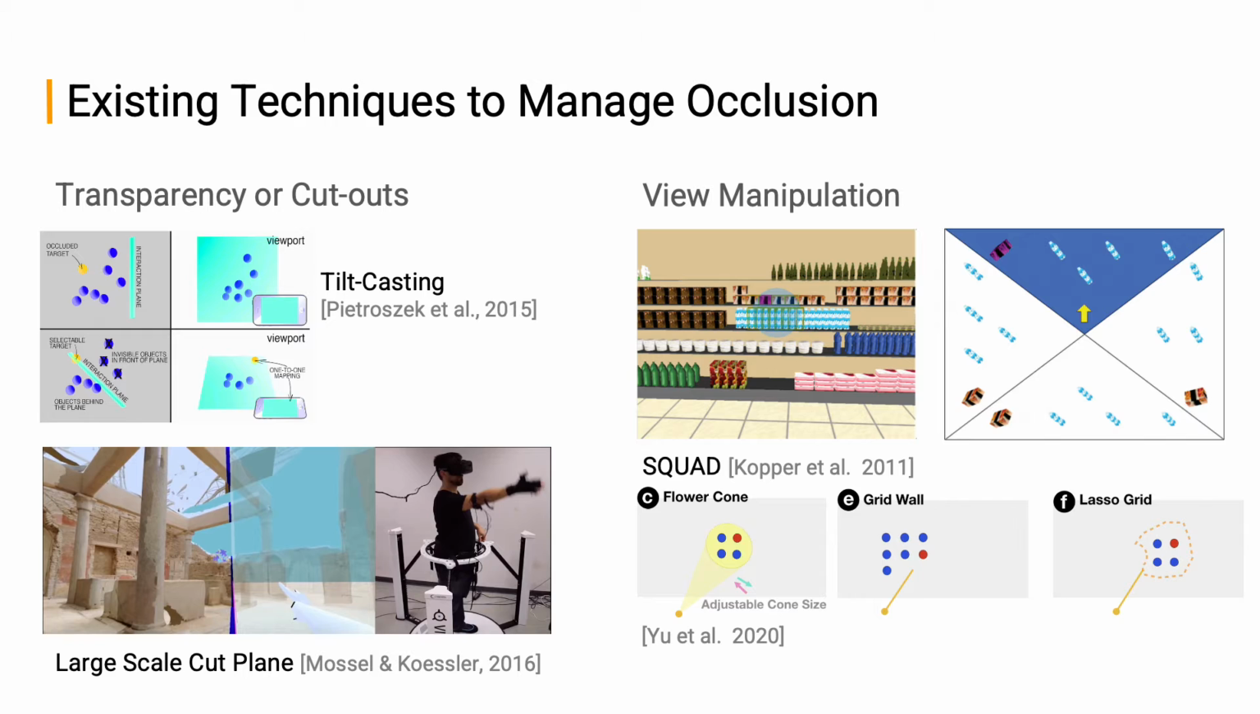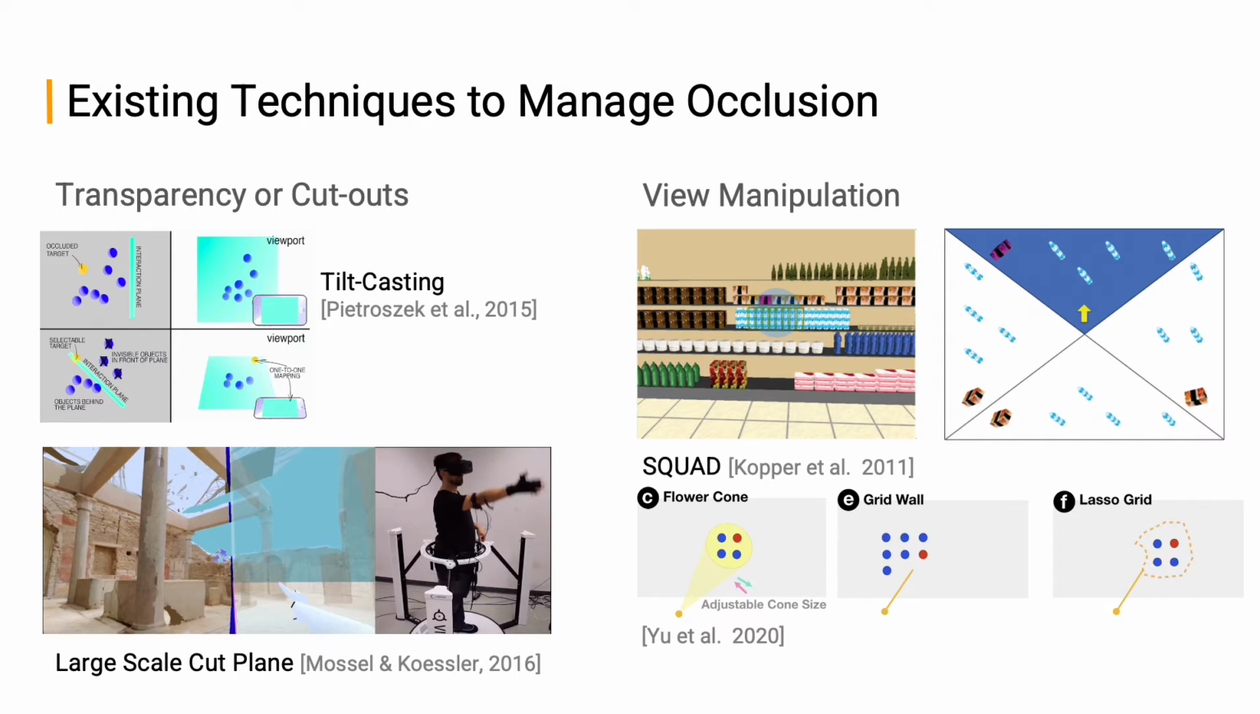While the majority of raycasting techniques are used for selecting visible targets, existing techniques that are used to manage occlusion can be separated into two categories: transparency or cutouts, and view manipulation. Transparency or cutouts allow users to look through occluding targets. For example, tilt casting uses a virtual plane as a filtering surface, and objects above the plane are invisible, allowing objects that are on and below the plane to be visible. The large-scale cut plane is a cutout technique, which uses a plane to split the entire scene, making one side of the plane translucent and revealing targets on the other side.